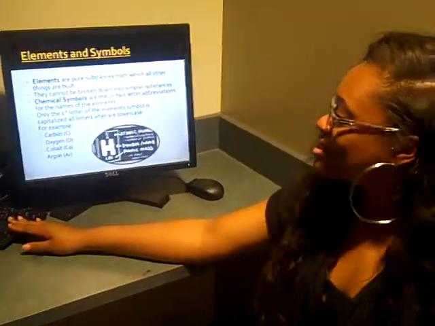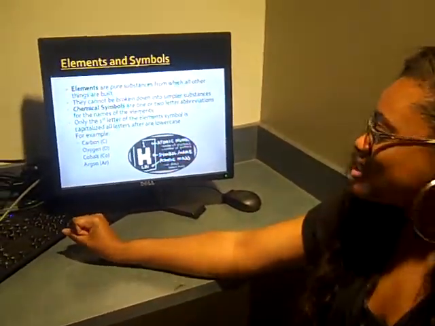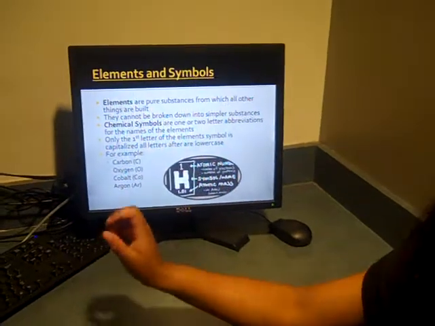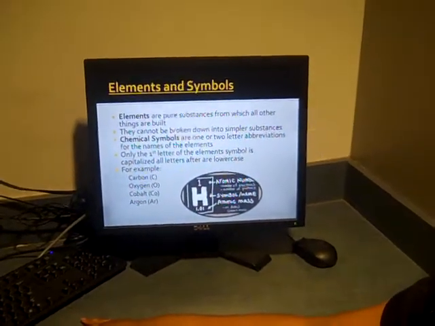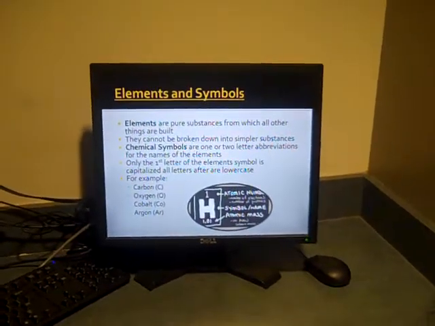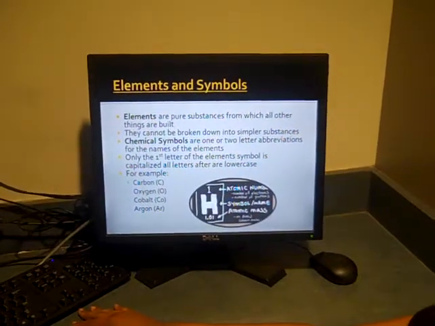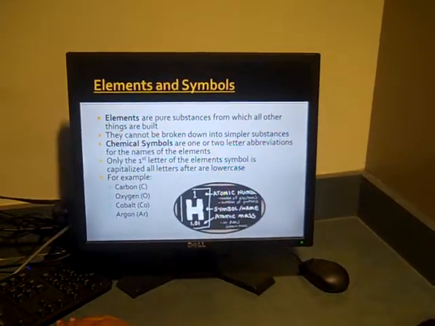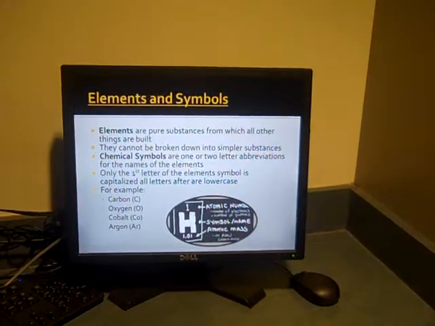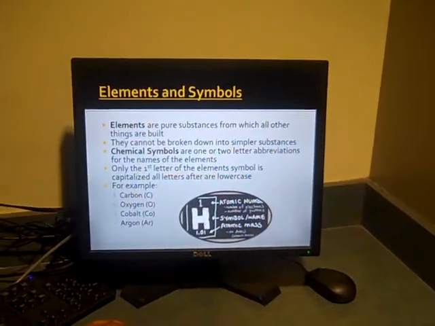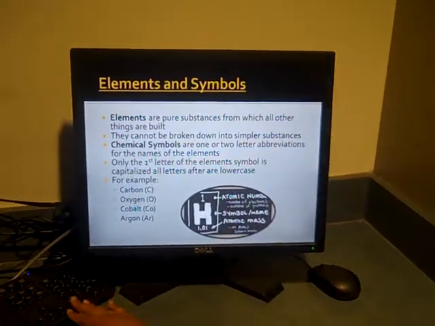Alright, so elements and symbols. Elements are pure substances from which all things are built. They cannot be broken down into simpler substances. Chemical symbols are one or two letter abbreviations for the names of the elements, and only the first letter of the element symbol is capitalized, and all letters after are lowercase.